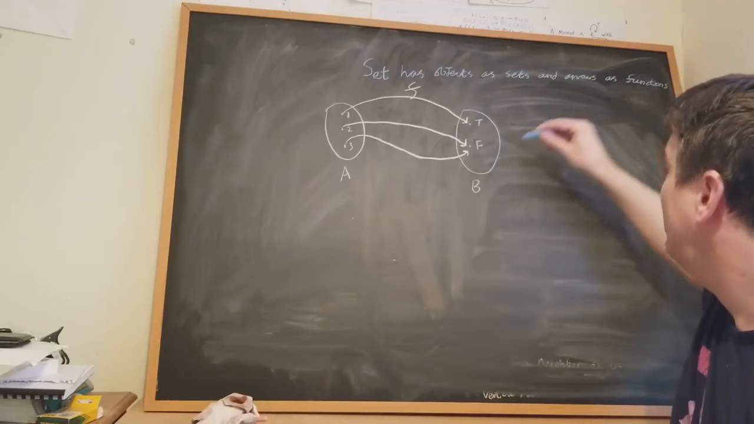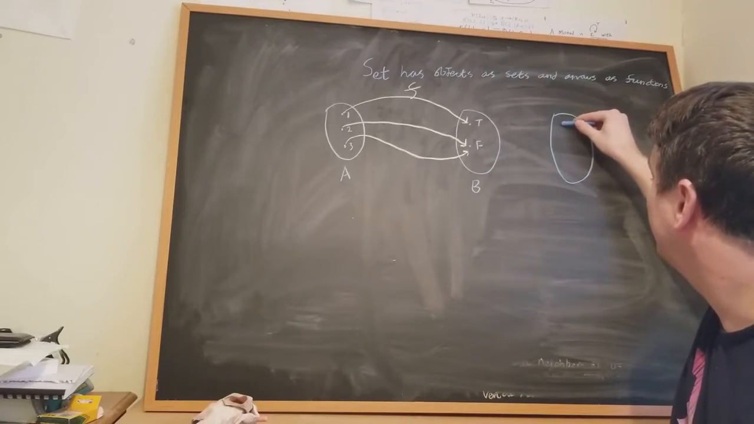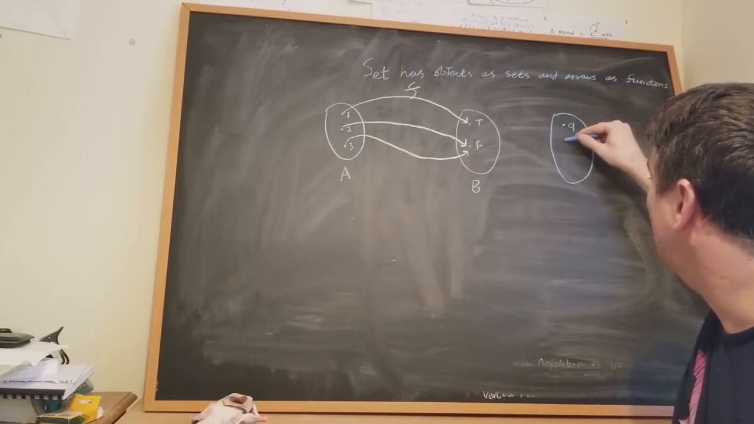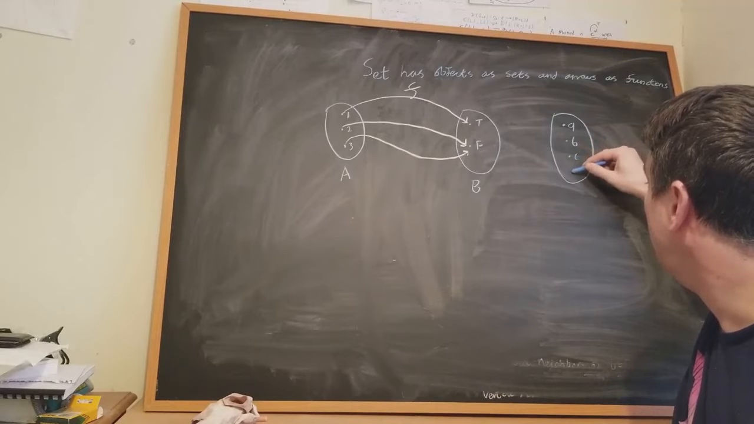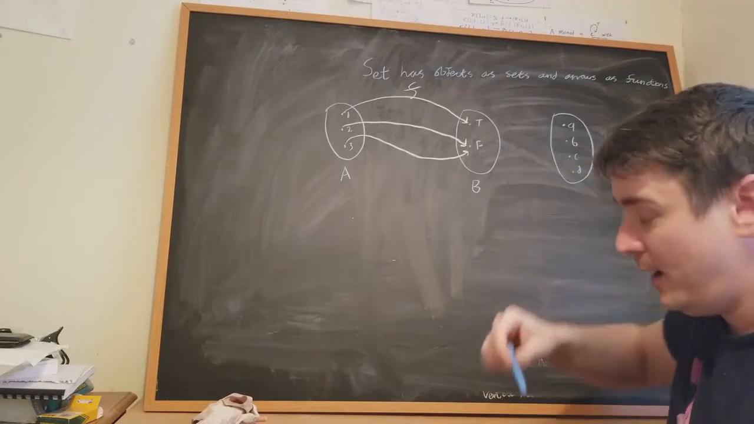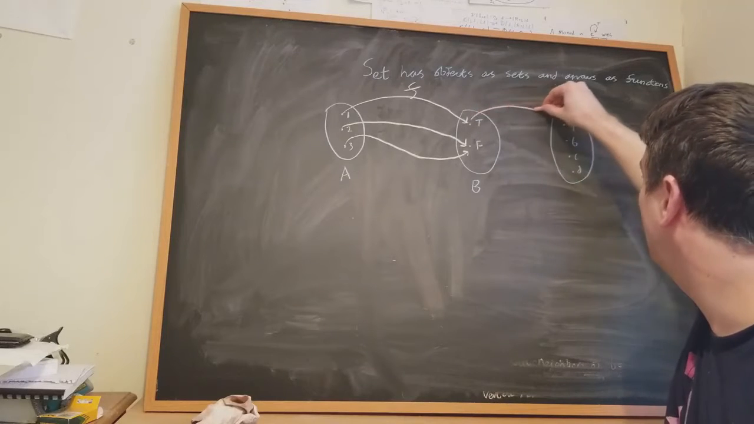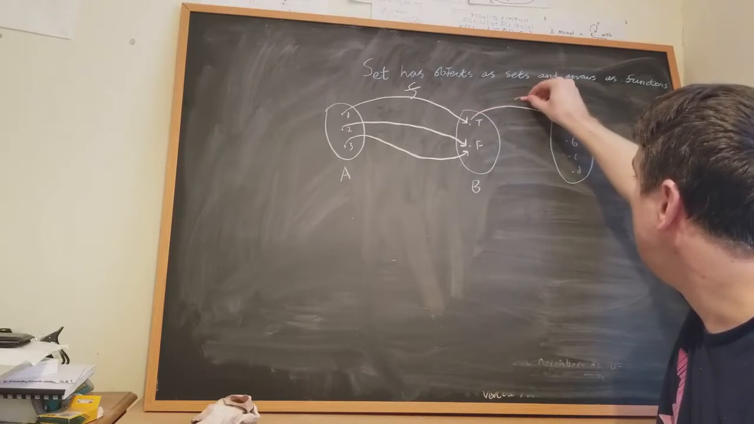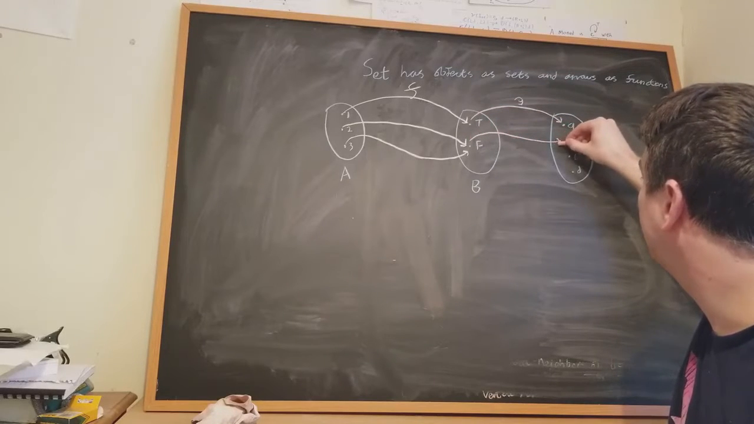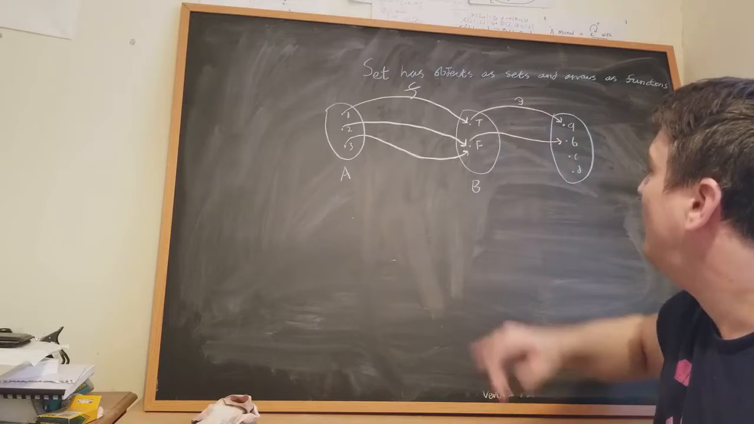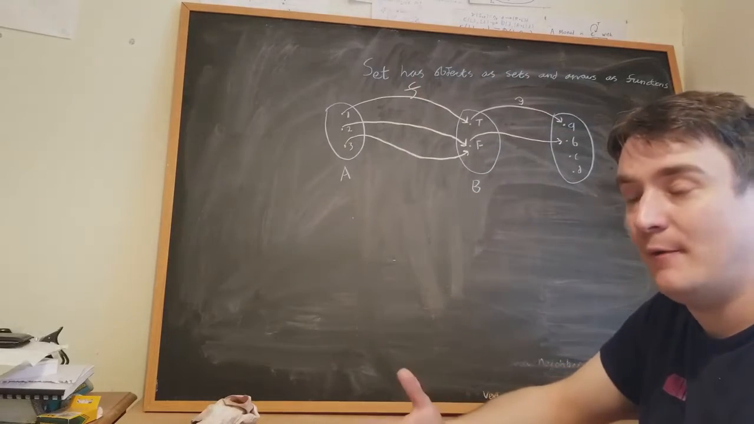So let's say we have another set over here. Let's say this has elements little a, little b, little c, and little d. And say we have another function, g. So how do we compose f and g? That's something that I'm going to have to define.